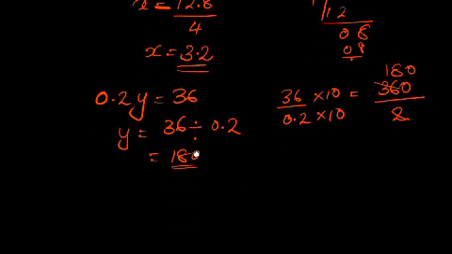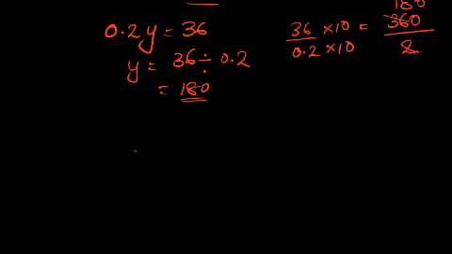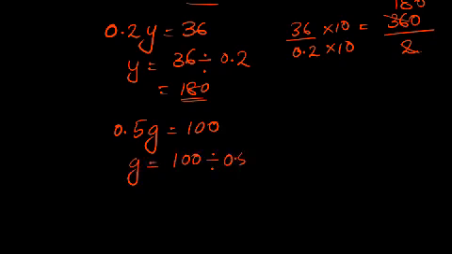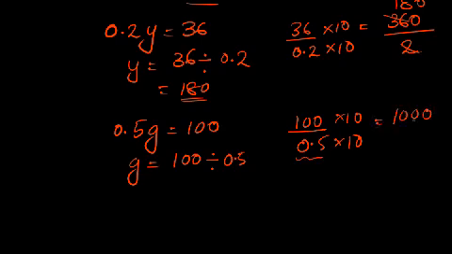Okay, I'll show one more example. Suppose the question is 0.5 g is equal to 100. Then g is equal to 100 divided by 0.5. So times 10, by times 10, we have to make this a whole number. So the question changes to 1000 divided by 5. So 5 into 10 is 2, 200. So the answer is g is equal to 200.